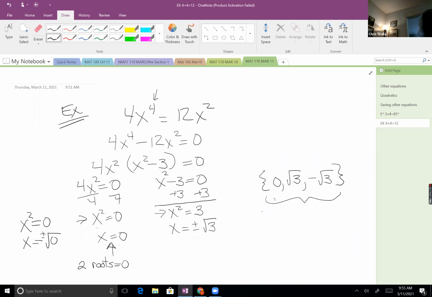And so that's why we say the largest number of solutions would be 4. You might have less than 4 if some of them are the same. How fun is that? Pretty cool. How'd you guys do with this one? Good. All right. Then at this stage of the game, in order to solve a higher degree equation, we're going to make one side 0 and factor.